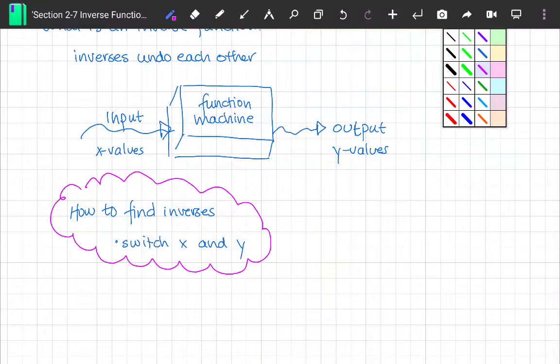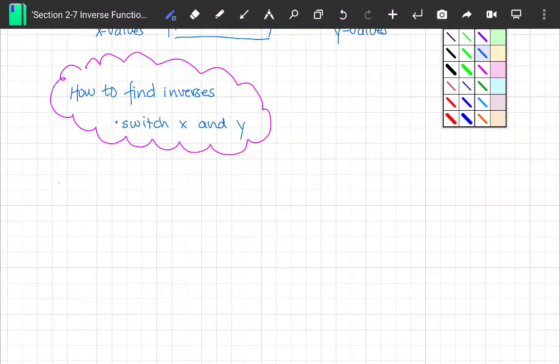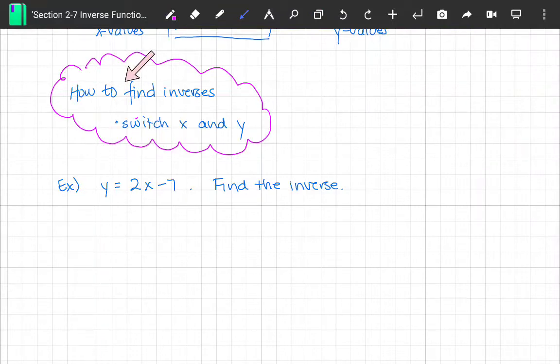So let's look at what I'm talking about. Let's look at a simple example. Let's say that we have y equals 2x minus 7, and we want to find the inverse. Well, we have it right here. To find inverses, you switch x and y. And so that's exactly what we're going to do.